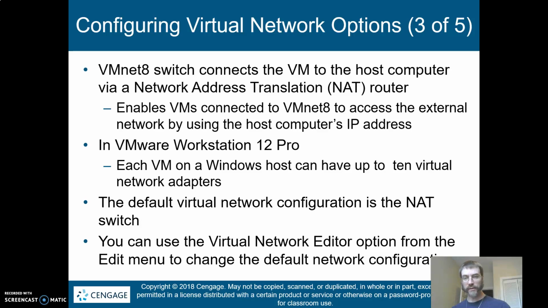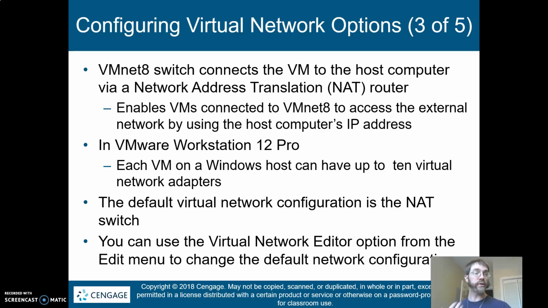It does everything that a simple 4-port broadband router will do, minus the firewalling. You may get it to do port forwarding. You can get it to do some switching. It won't do Wi-Fi probably, but it will do most of the other stuff. In Workstation 12 Pro, each VM can have up to 10 virtual adapters. I can't think of a reason why you would want to do that, but if you needed to, you could do it. You can also use the virtual network editor to change network configuration options.